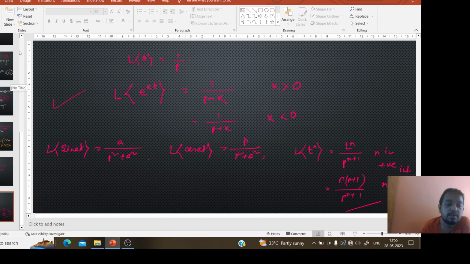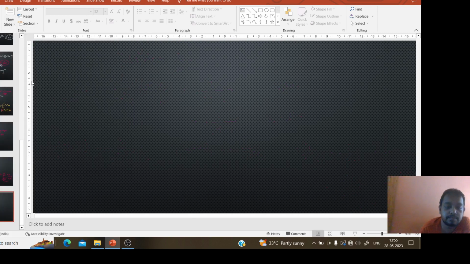Like I will just give you some examples here. L of sine 2t. You know that L of sine at is a by p square plus a square. So here a is 2, so it will be 2 by p square plus 4. L of cos 3t. You know L of cos at is p by p square plus a square. Here the value of a is 3, so it will be p by p square plus 9.